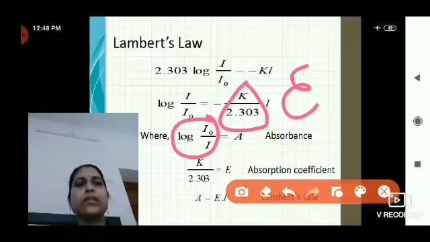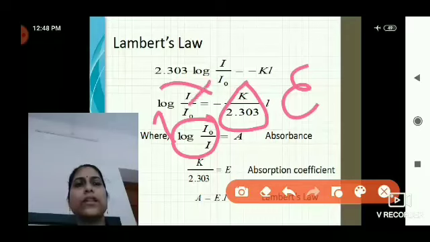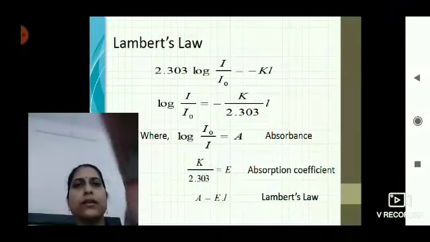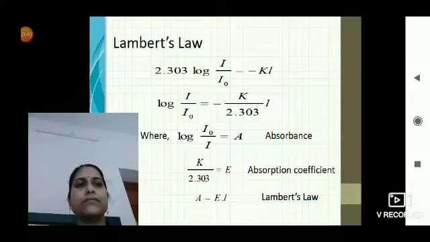So this equation will be reduced to -A = -εL. Both minus signs cancel out, and you will get A = εL. This is the Lambert law.